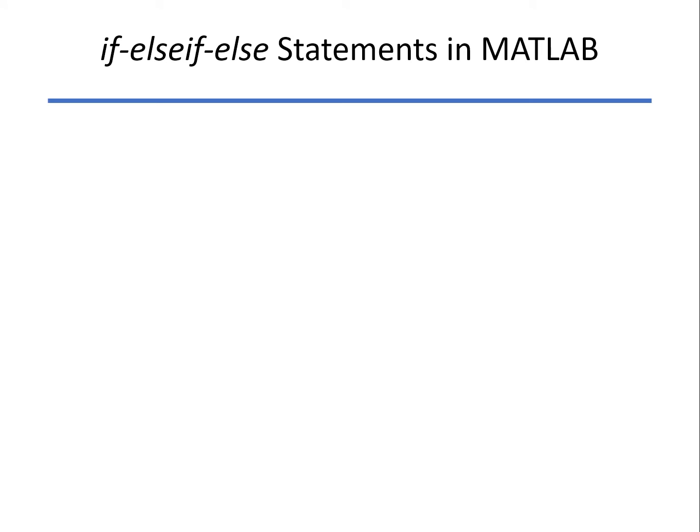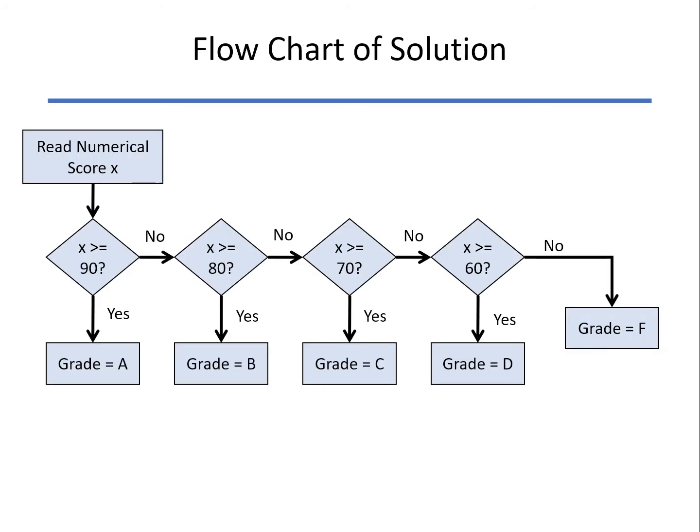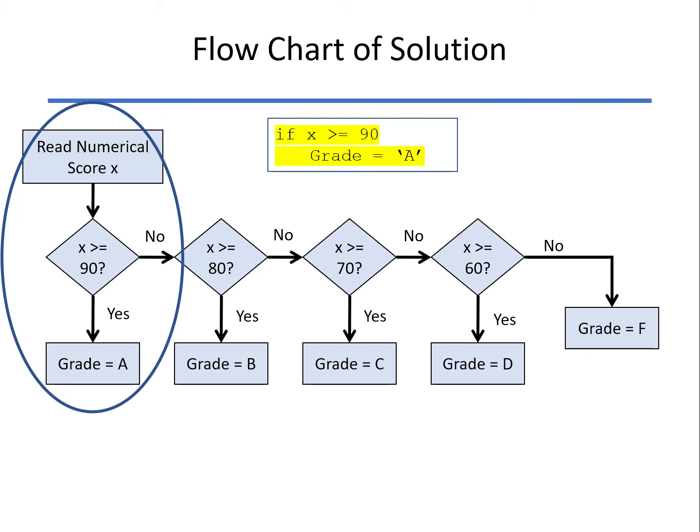But often there's even more than two possible outcomes, and so that's where the if-elseif-else statements come in. Here's one where we looked at this in Excel with nested if statements. We want to convert a numerical grade to a letter grade, A through F. And so here's the flowchart of how that's going to work, and we'll show the code that goes along with that. So we start out by reading in a value of x, and then the first statement in the if statement is if x is greater than or equal to 90. Then, of course, if that's true, then the grade becomes A, and we skip all the way down to the end and go on to the next thing.